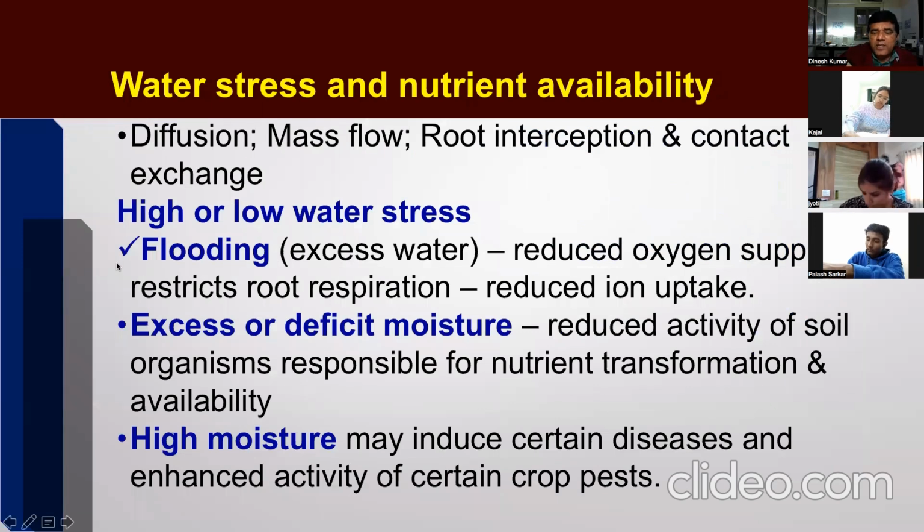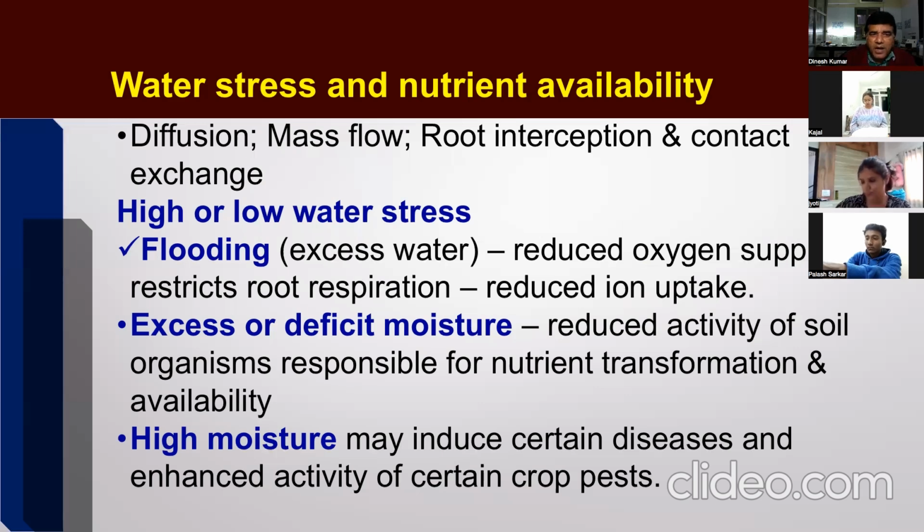Now see water stress and nutrient availability. So definitely nutrient availability will decline. As you know, water is necessary for activity of microbes that decompose the organic matter. Water is also necessary for soil solution. Soil solution means water plus nutrients. So there will not be any soil solution if sufficient moisture is not there in the soil. And then movement of ions from their source of origin up to the plant roots happens through diffusion, mass flow, or root interception. For that flow of nutrients, you need water.